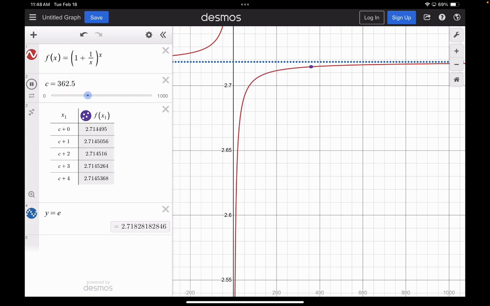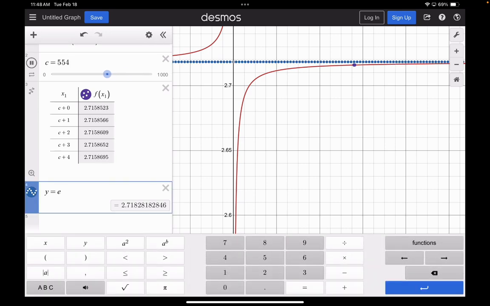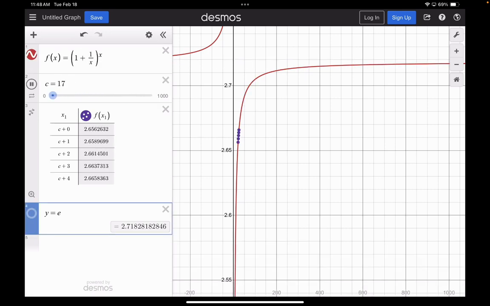So that's what e is. And you can see when I say y equals e here from my asymptote, it actually gives me the approximate value of e, 2.718-ish. So e is just that function where x equals a really high number. Where as x approaches infinity, f of x approaches e.